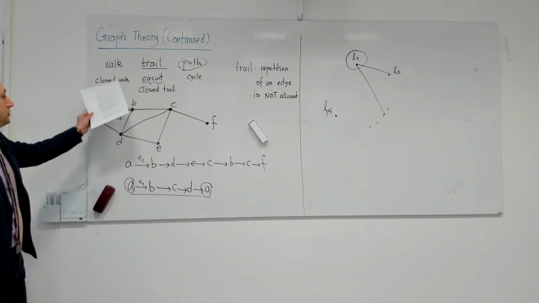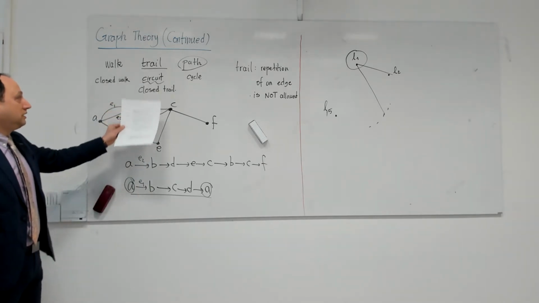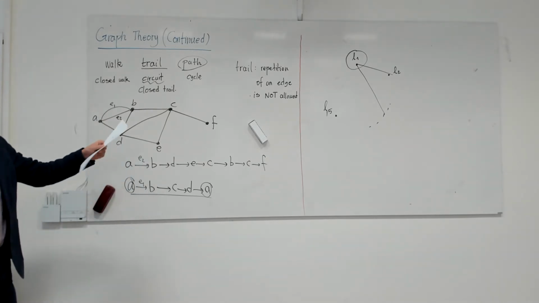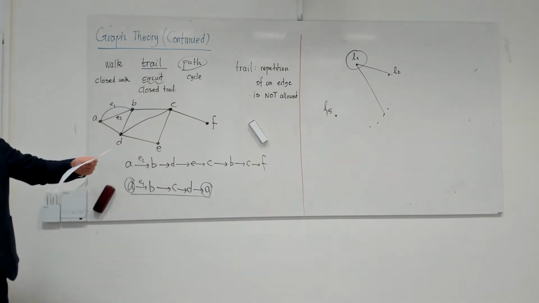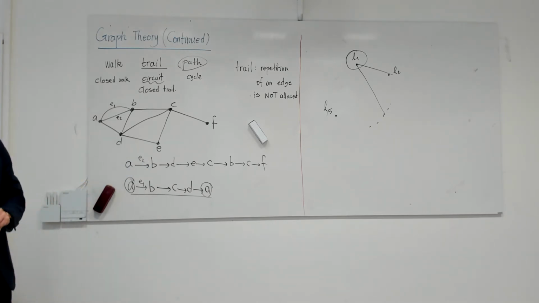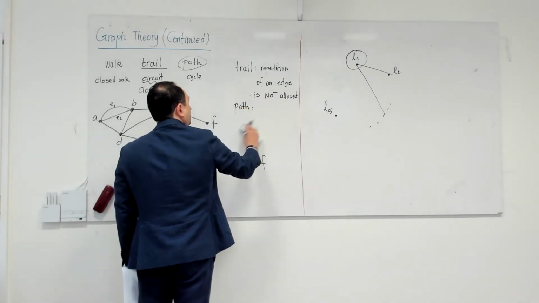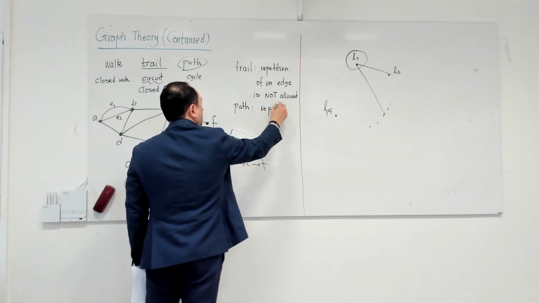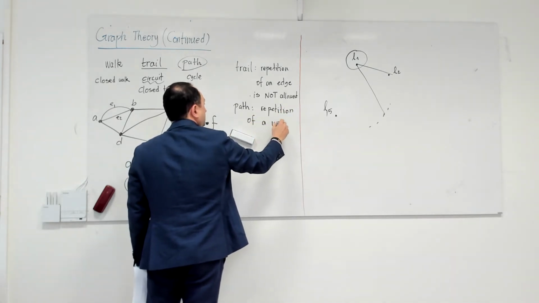Here, in a walk, you are allowed to repeat vertices and edges if you want to. In trail, you're allowed to repeat vertices but not edges. Yes? Here in the path, you're not allowed to repeat any vertices. Of course, if you are not allowed to repeat any vertices, automatically you're not allowed to repeat any edges. Yes? Because if you repeat an edge, you automatically repeat a vertex. Yes? So when we say a path, repetition of a vertex is not allowed.